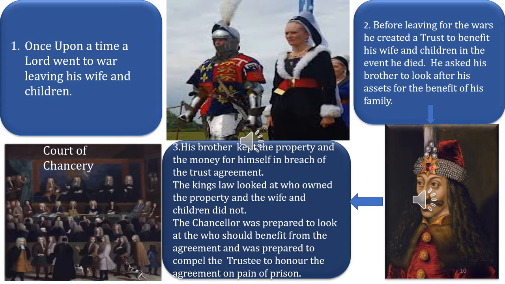Before leaving, being a wise person, he wrote a document, or had a document written for him, which is a trust document and a last will and testament, where he entrusted his wife and his children, in the event of his death, to his brother to look after them and his assets for the benefit of his family. His brother didn't look after the property, took the property and treated the wife and children badly.